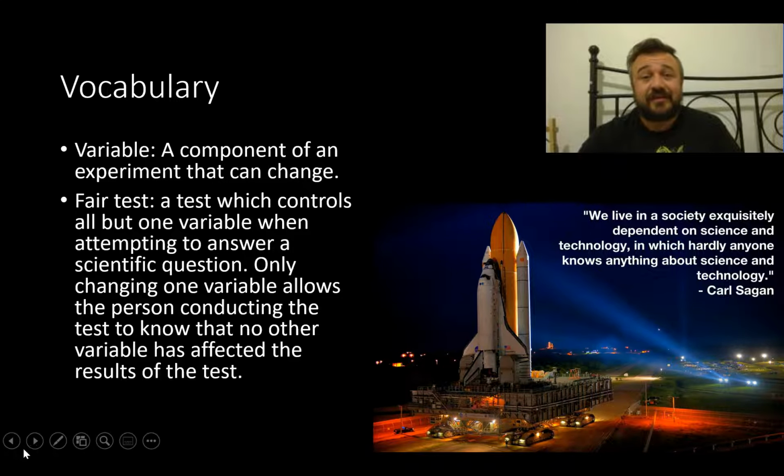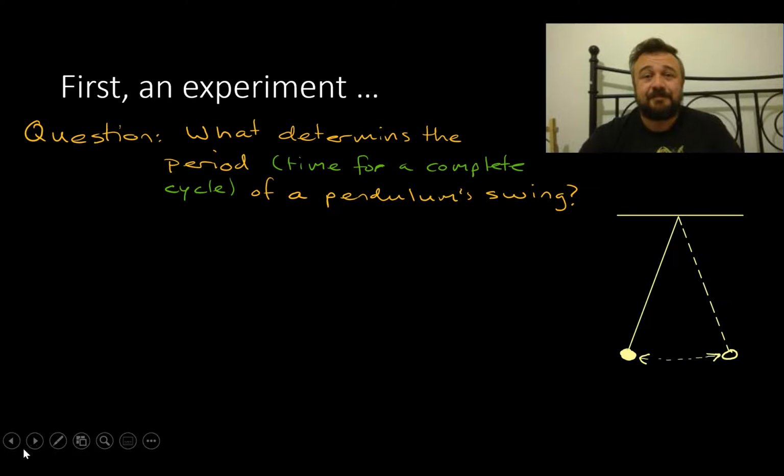So here's your vocabulary. If I can just get you to pause the video for a minute, write this down, and you'll have to refer back to it as we move through the lesson. So first, let's look at an experiment. What determines the period? That's the amount of time for a complete cycle, a complete swing backwards and forwards of a pendulum swing. This here is a pendulum.